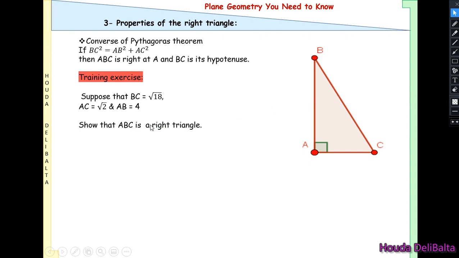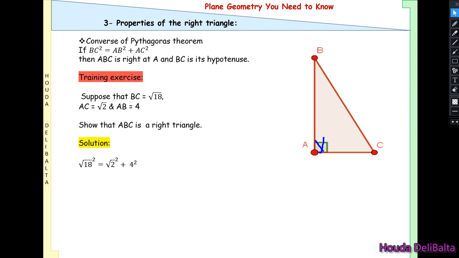Here is a training exercise. Suppose that BC is given radical 18 and we don't have here a right triangle. We don't have this symbol. So suppose that BC equals radical 18, AC equals radical 2, this is AC and this is AB. We need to prove that ABC is a right triangle. So we can deduce that converse of Pythagoras theorem is needed and used to prove that a triangle is right. So how do we apply it? We just have to check if BC squared equals AB squared plus AC squared.